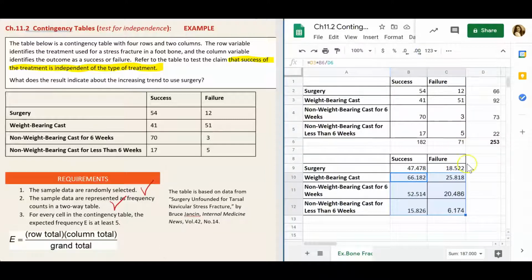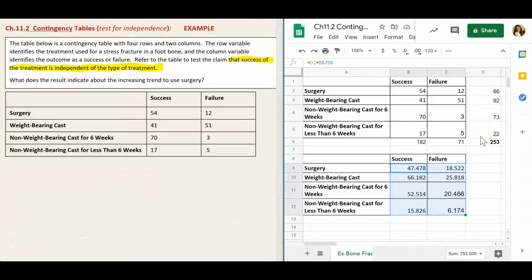We did these long calculations just to make sure that each cell's expected frequency is at least 5. The smallest expected frequency is 6.174, so all 3 requirements are met. We can interpret the expected value by stating that if we assume that success is independent of the treatment, then we would expect to find that 47.478 of the subjects would be treated with surgery and that treatment would be successful.